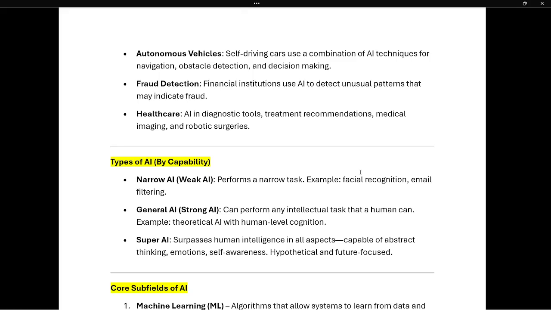So general AI, what is general AI? It can perform any intellectual task that a human can. Okay, like theoretical AI with human-level recognition. So this is still in development.